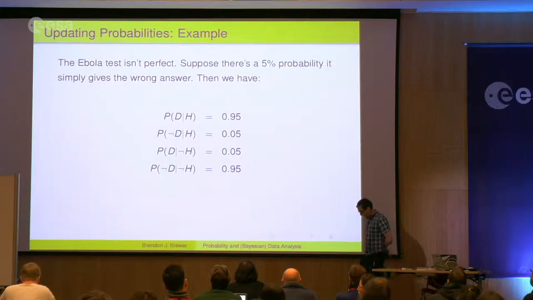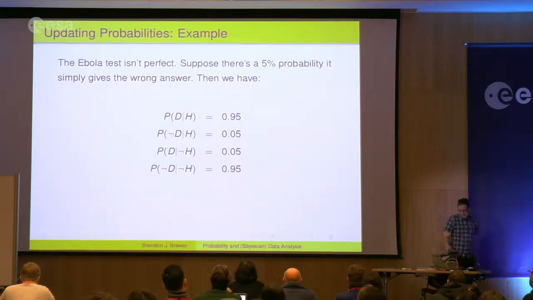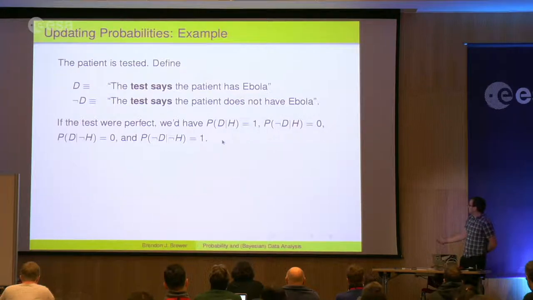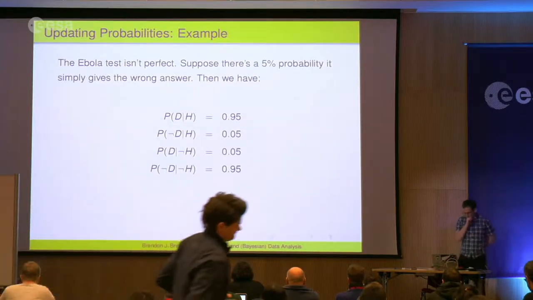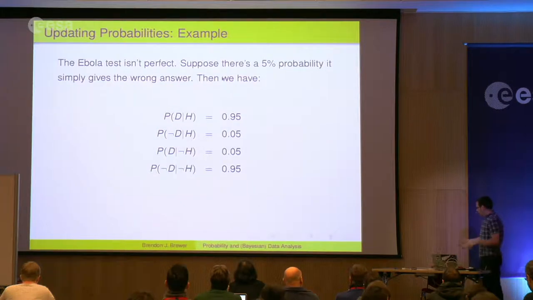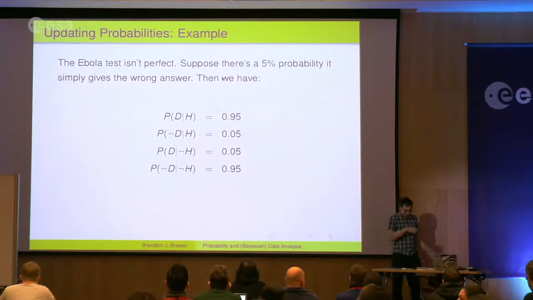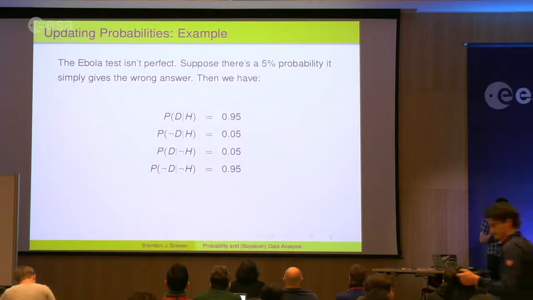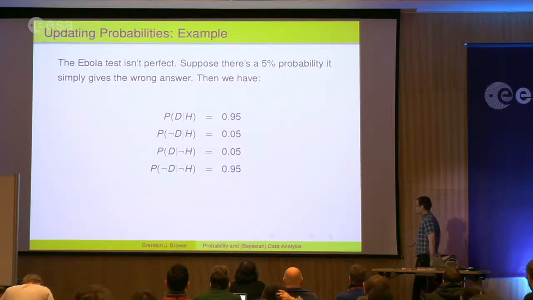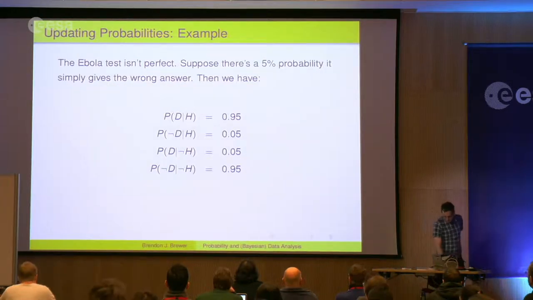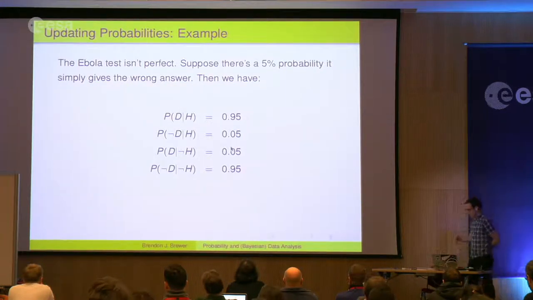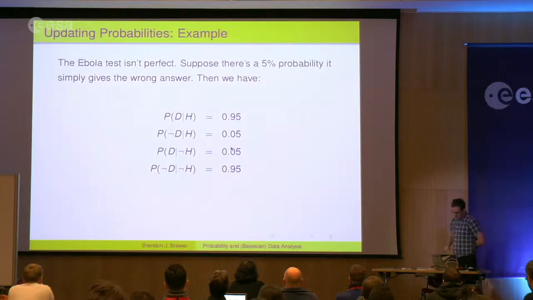A simple assumption for how a test would work if it's not perfect is that instead of these numbers being 1 and 0, they are something close to 1 but not equal to 1, and something close to 0 but not equal to 0. So the assumption I'm making here is that whatever the true state of the patient is, having or not having Ebola, the test gives the right answer with probability 95%, and the wrong answer with probability 5%. This is just a replacement of the zeros and ones on the previous slide with 0.95 and 0.05. So it's just a 5% chance that the test flips the truth.